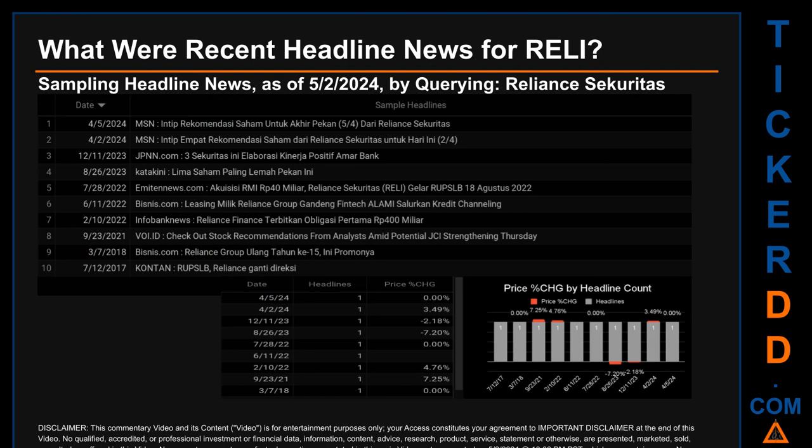The latest publication was Friday, April 5, 2024, when, 1 month and 27 days ago, MSN published the headline that read, "Intip rekomendasi saham untuk akhir pekan, dari Reliance Sekuritas." Correlated or not, on this latest publication date, RELI actually saw price unchanged at 0.00% based on the day's opening and closed price. RELI started the day trading at $478 and went on to close at $478.